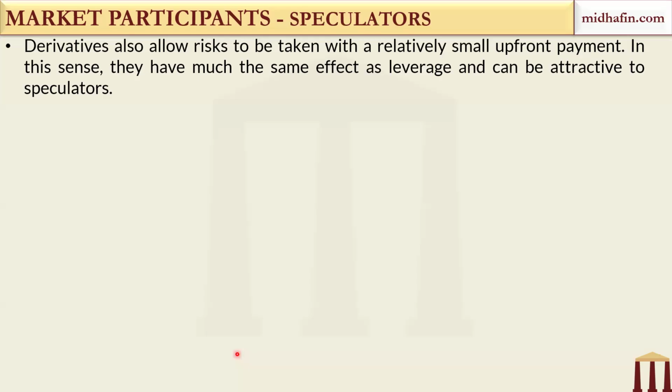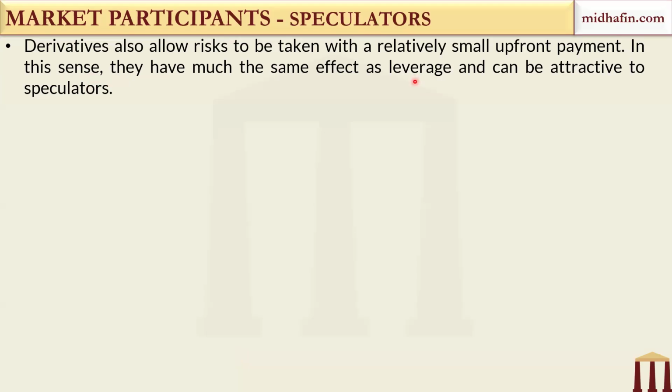So let's see how speculators use derivatives. They use derivatives to take risks with a relatively small upfront payment. In effect, derivatives act as leverage. They amplify potential returns and also the risks.